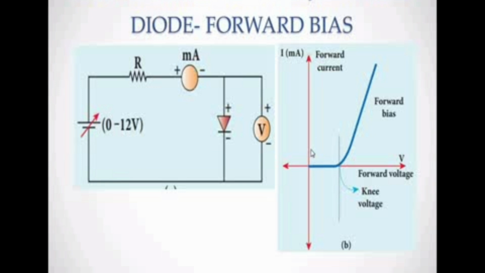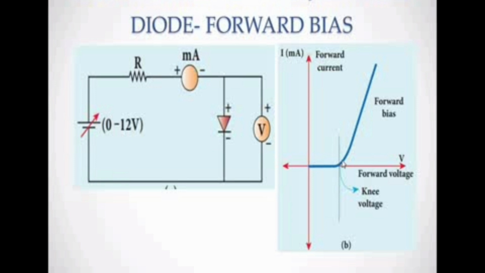Next case, forward resistance. You know that R equals V by I according to Ohm's law: V equals IR, or R equals V by I. So here, forward resistance equals delta V by delta I. Delta V is the change in potential on the x-axis, and delta I is the change in current on the y-axis. Using that we can calculate the forward resistance.